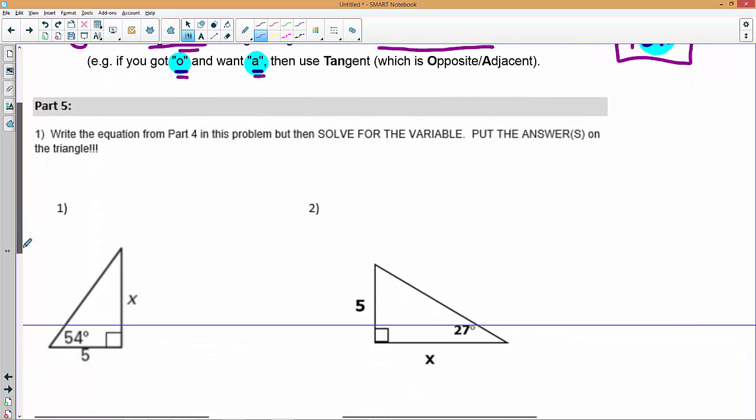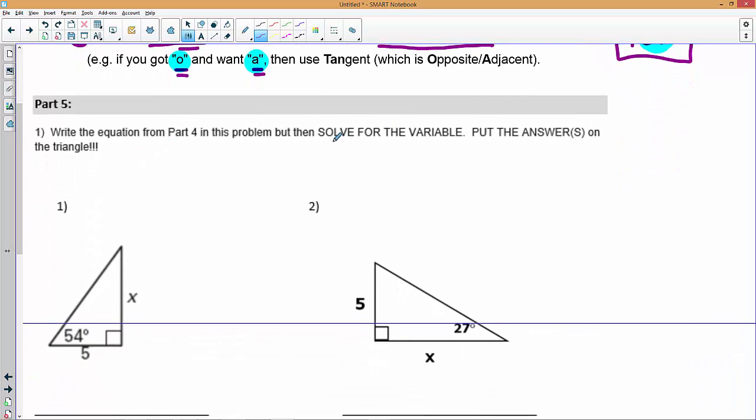So problem 1. Write the equation and solve for the variable. This is what we've been leading up to. The whole exercise, this whole sheet really, was to warm you up to this, okay? So you've got a triangle. You know one side right there, and you know one angle. You don't know the other sides. And of course, it's a right triangle. It has to be for this to work.